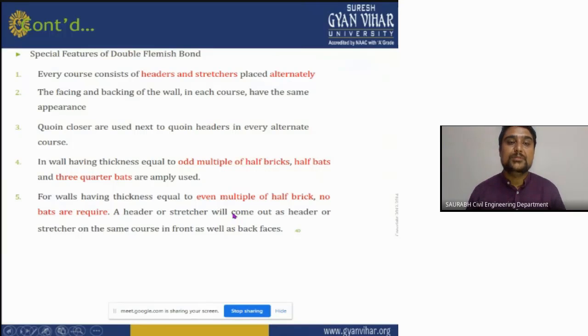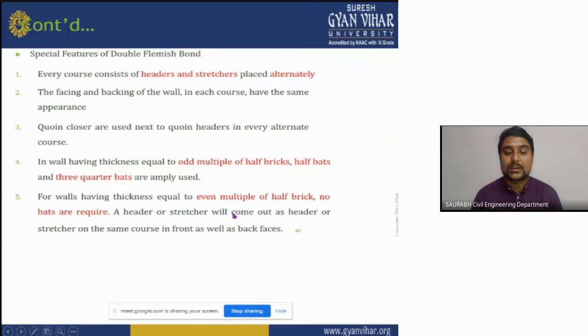There are also some special features of double Flemish bond, which are mentioned here. Every course consists of headers and stretchers placed alternately. The facing and backing of the wall in each course have the same appearance. Queen closers are used next to the quoin header in every alternate course. In walls having thickness equal to an odd multiple of half brick, half bats and three-quarter bats are amply used.